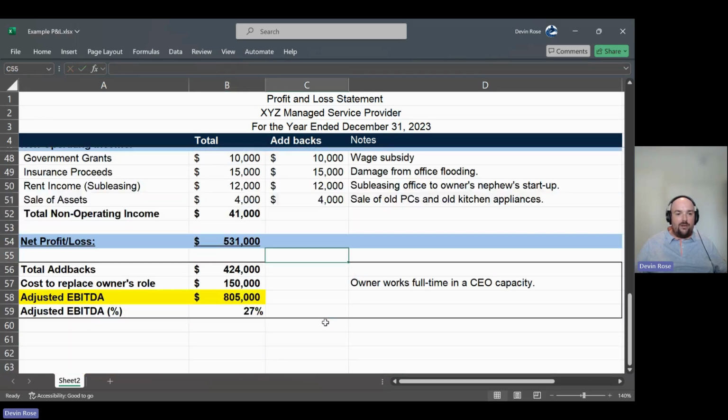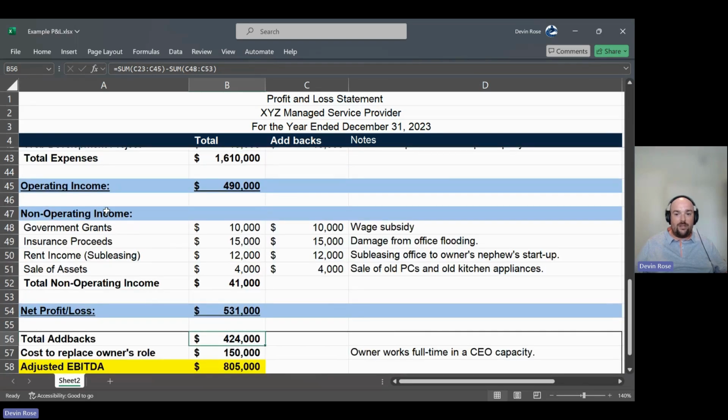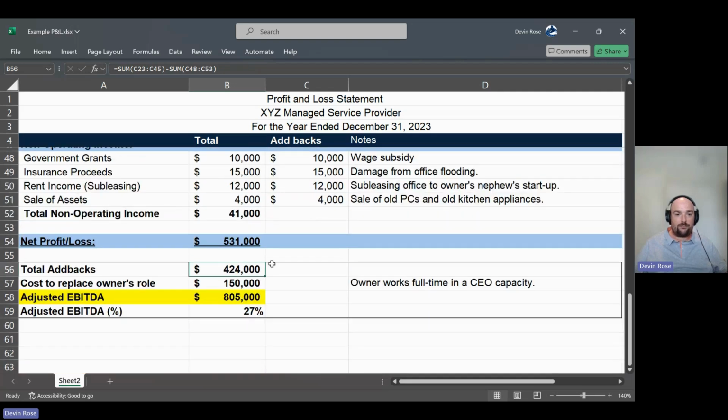So now that we have our net profit and loss, which is just straight out of the P&L, no add backs included, we have the sum of all of our add backs, and also subtracting for the income items that have been adjusted for as well. And then we also have our cost to replace the owner's role. If we're assuming that this owner is working full time in a CEO position, maybe about $150,000 would be reasonable. That gives us a calculation now where we can calculate the adjusted EBITDA.